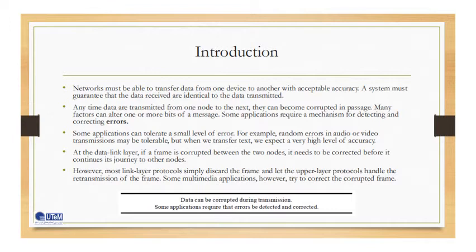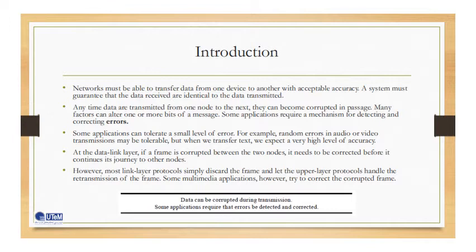So why do we need to learn about this topic? The reason is that a network must be able to transfer data from one device to another with acceptable accuracy, depending on what type of message we are going to transmit. A system must guarantee that the data received are identical to the data transmitted. Anytime data are transmitted from one node to the next, they can become corrupted in passage.